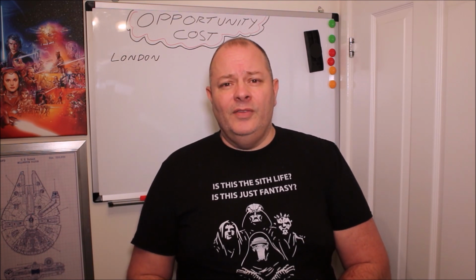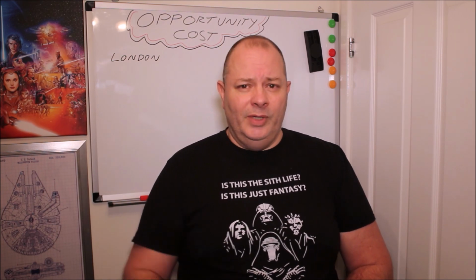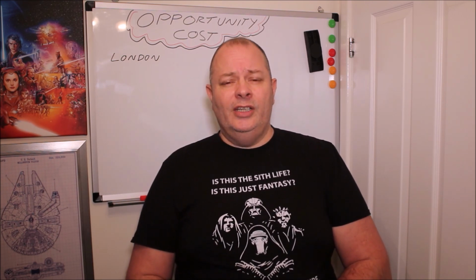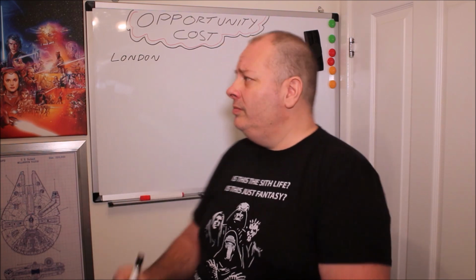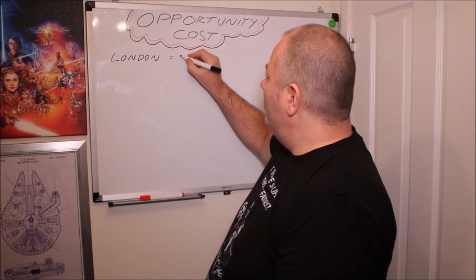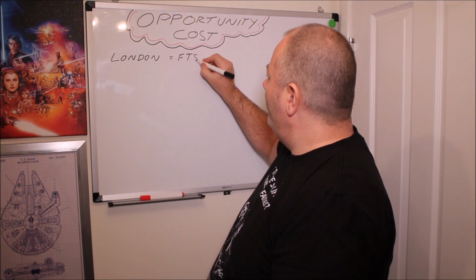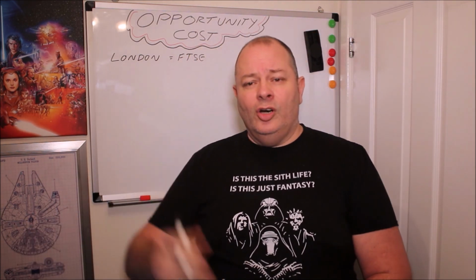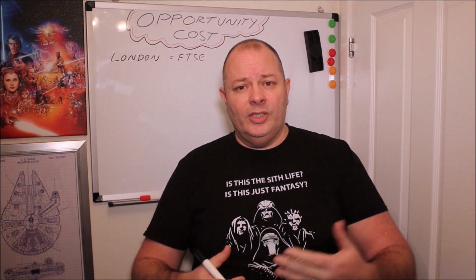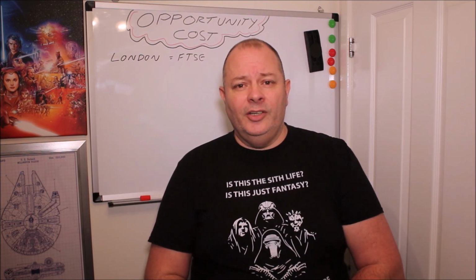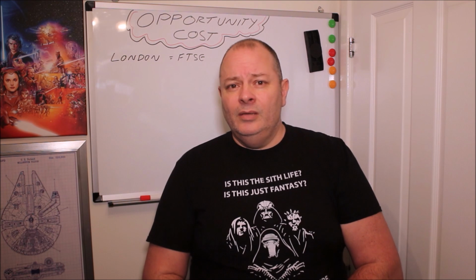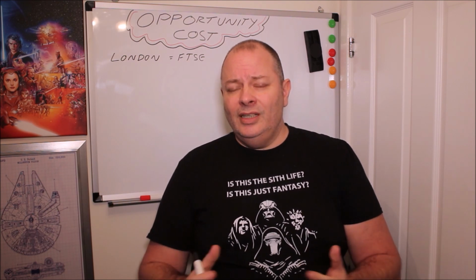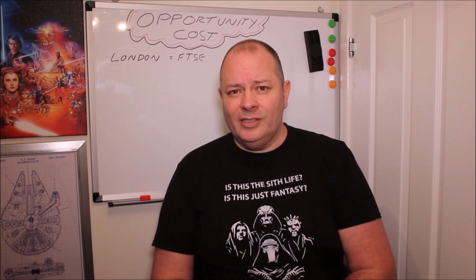And the second part of the opportunity is the instrument that you trade. So if you're an indices trader, it would be the FTSE. So that would equal the FTSE. Simple stuff. That's your opportunity. Then you just have to sit and find your entries, etc. But what's the opportunity cost? Well, that's the cost of doing business.